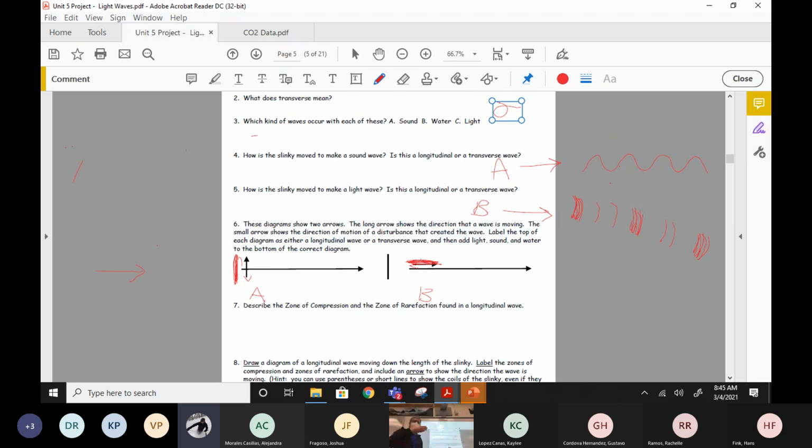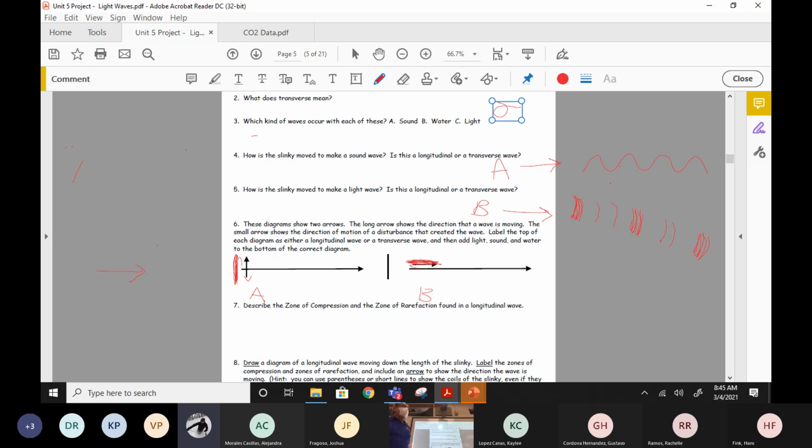So the wave's coming along like this, isn't it? Whereas this wave, what we usually think of going up and down as the wave is moving forward. Yeah? Okay, names. Which one is which? Do you guys agree with Quetzali? Maybe you didn't hear her. She said transverse was A, longitudinal was B. What do you think?